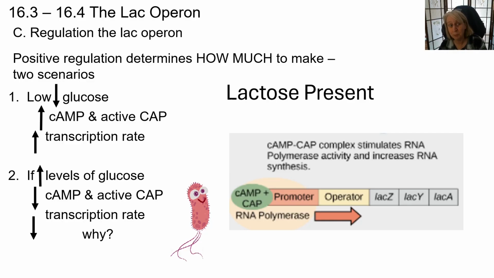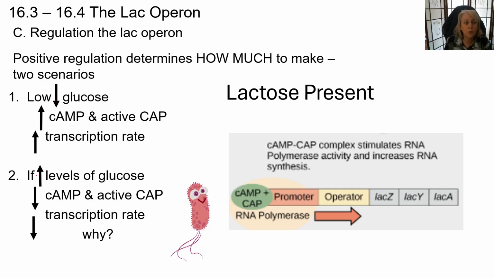If lactose is present, we also now have to ask the question, how much glucose? Because glucose is going to determine how efficient I want to be at transcribing my lac operon as an E. coli. If there is a lot of glucose, I don't want to be good at this. I use the lactose, but I don't want to use energy if I have an abundant supply of glucose to break down lactose. That's wasteful. So if there's a lot of glucose, my cyclic AMP and my active CAP will be low, and my transcription rate will be low.